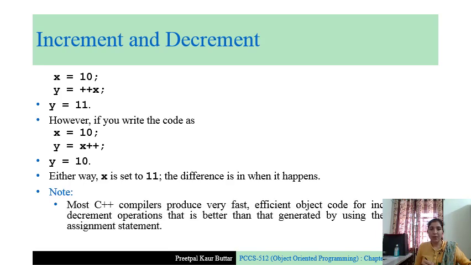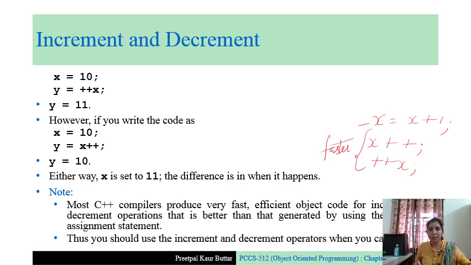Most C++ compilers produce very fast, efficient code for increment and decrement operations that is better than that generated by using the normal assignment statement. So if you want to increment a value, instead of using the expression x equal to x plus 1, you can write x plus plus or plus plus x. Both these statements are faster as compared to this. Therefore you should use the increment and decrement operators whenever you can.